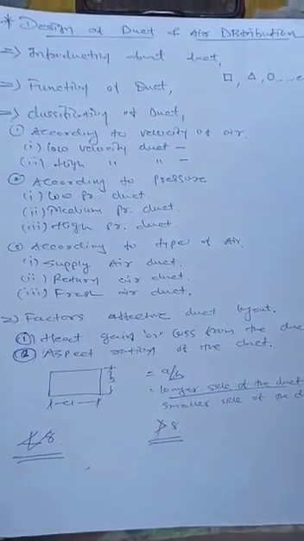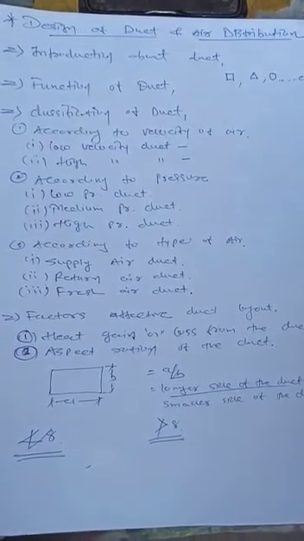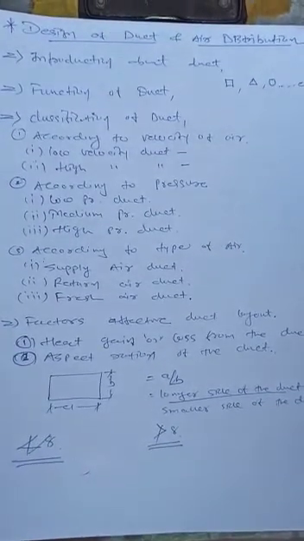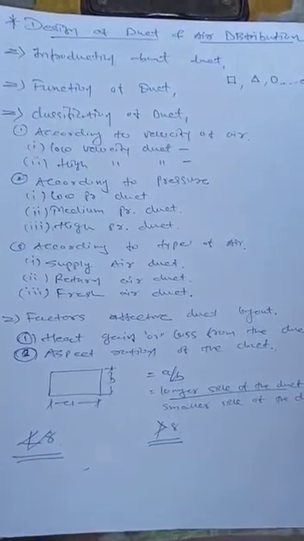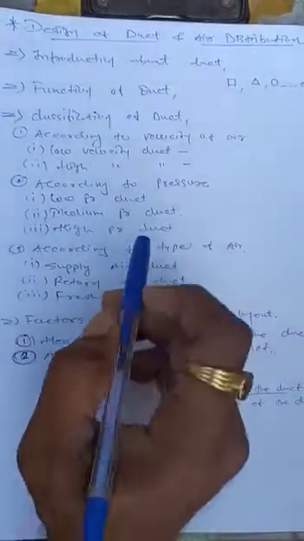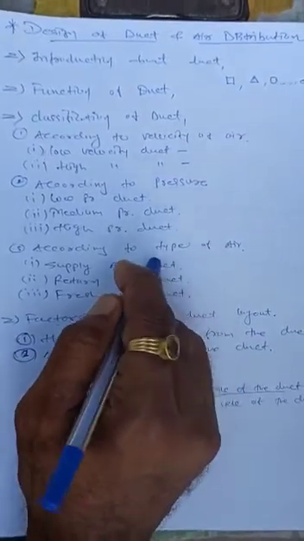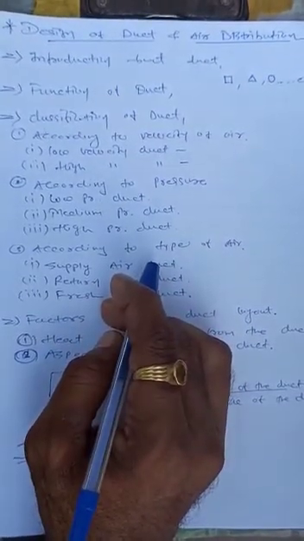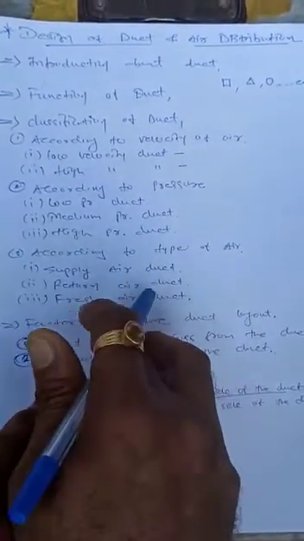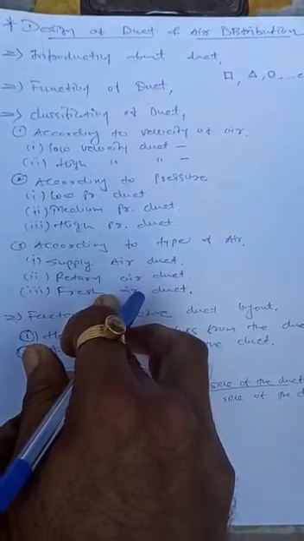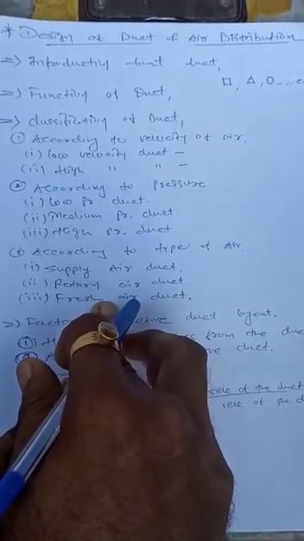Today we will discuss a new topic of air conditioning system, which is design of duct and air distribution. Nowadays, central air conditioning refrigerant systems are used in hospitals, institutions, malls, theaters, etc., where a large amount of area is to be cooled.